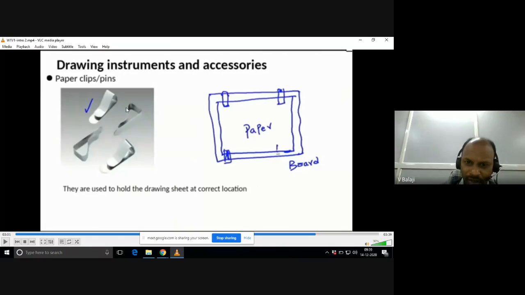To fix the paper or drawing sheet onto the drawing board, you can also use sellotapes. Paper tapes are also there, white tapes are also there. You can use that.